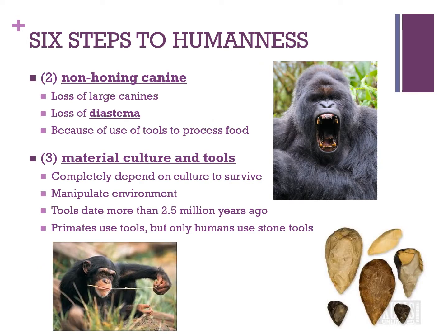Our non-honing canine is the loss of large canines, as seen in this photo, and the loss of the diastema, because we use tools to process food. Material culture and tools: we completely depend on culture to survive, and tools help us manipulate our environment. Tools can date back more than 2.5 million years ago, when primates used tools, but only humans use stone tools.